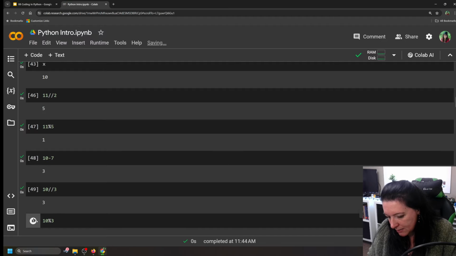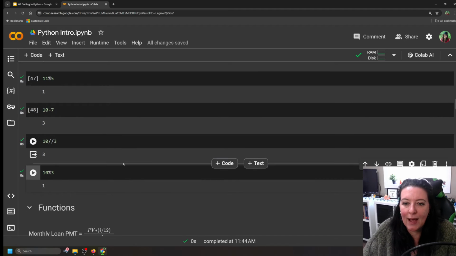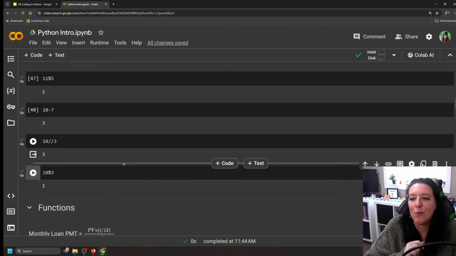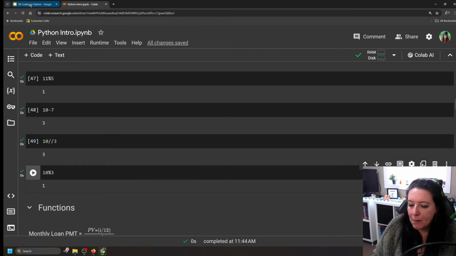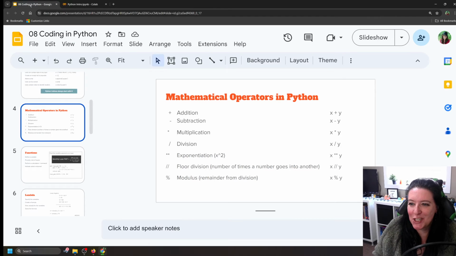And we run that, and we get that there's 1 left over, right? 3, 6, 9. So 3 goes into 10 3 times, and then we have 1 left over, 9 to 10. So keep handy your list: addition, subtraction, multiplication, division.